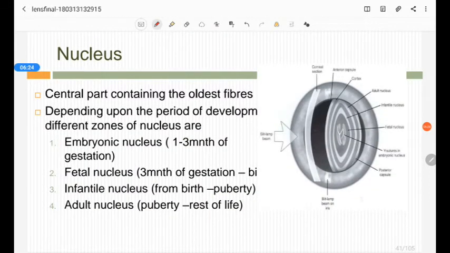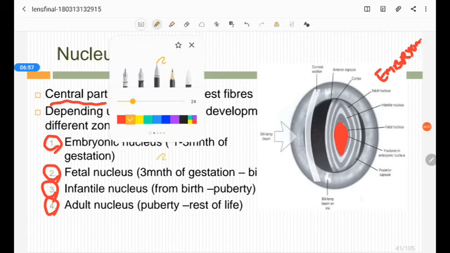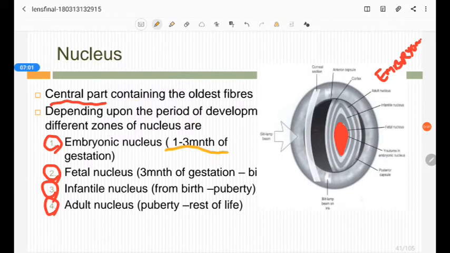Now coming to the nucleus, we already know that it is the central part of the nucleus which contains the oldest fibers, and this is called the embryonic nucleus. Now, depending upon the period of development, we are dividing it into an embryonic nucleus, fetal nucleus, infantile nucleus, and the adult nucleus. Embryonic, as you know, is during the 1st to the 3rd month of gestation. From the 3rd month of gestation to birth is the fetal nucleus. The infantile nucleus is from birth to puberty, and the adult nucleus is from puberty to the rest of life.